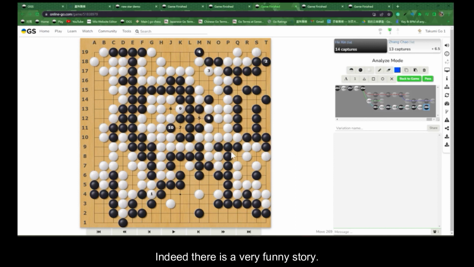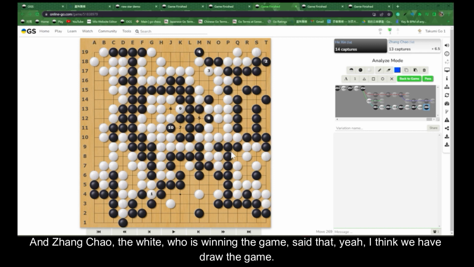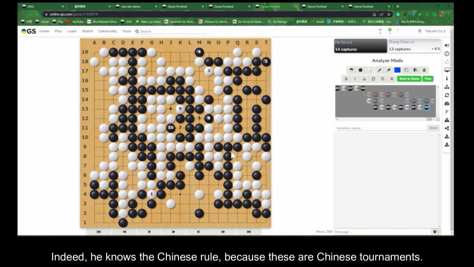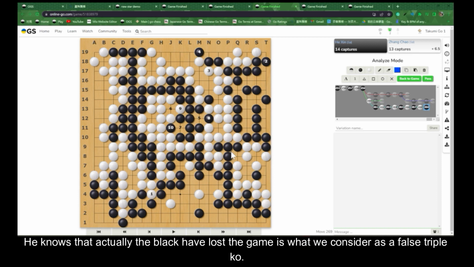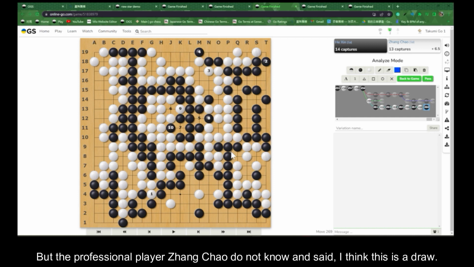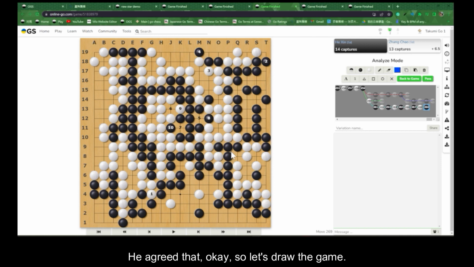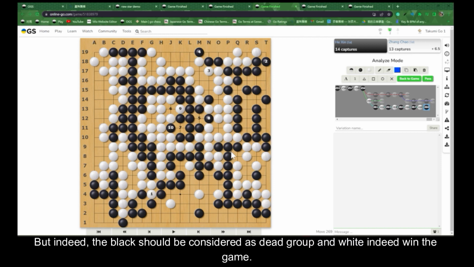Indeed, there is a very funny story. This is a game that happened in China, and after the game, the judge asked, "Did you end the game?" And Zhang Chao, the white, who is winning the game, said, "Yeah, I think we have drawn the game." The judge said that, indeed, he knows the Chinese rule, because this is a Chinese tournament. He knows that actually the black has lost the game. It's what we consider a fourth triple core. But the professional player, Zhang Chao, did not know, and said, "I think this is a draw." And the judge thought that, as he is a judge, he should not give hints to the player. He agreed, okay, so let's draw the game. This became a draw. But indeed, the black should be considered a dead group, and white indeed won the game.